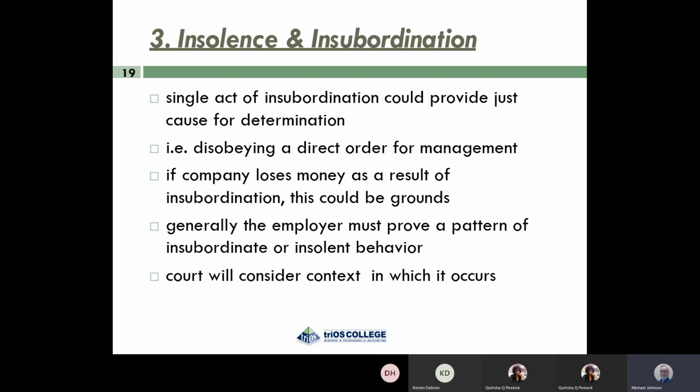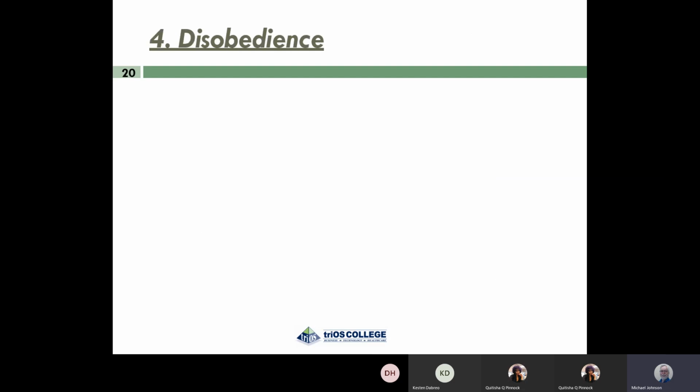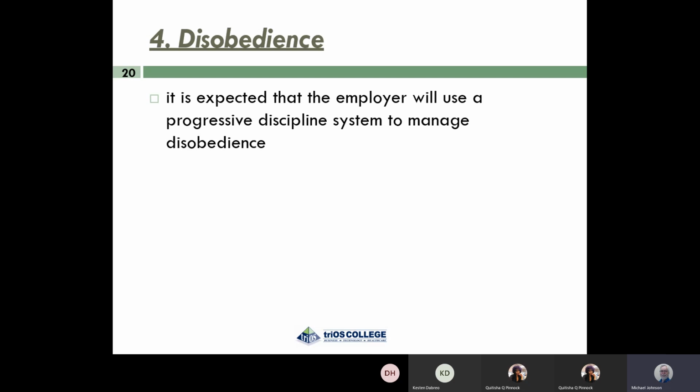Courts consider context again. They're looking at how long have they been with you? Have there been issues in the past? They're really trying to figure it out. What happened? What caused it? Disobedience, is it expected that the employer will, let's say, use progressive discipline to manage that particular situation? Or will they approach it in a slightly different way?